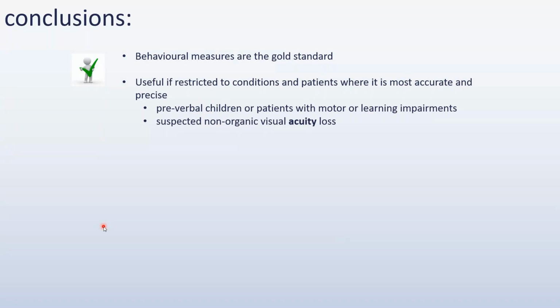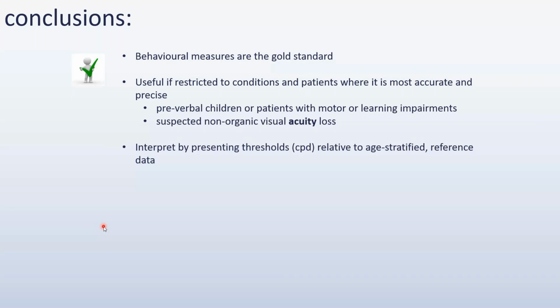That, in our clinic, tends to be preverbal children, children with learning disabilities or motor impairments that preclude them being able to reliably perform behavioural acuity testing. And the other group is children with suspected non-organic visual acuity loss. Interpretation of the VEP threshold is done by simply expressing the individual's threshold in cycles per degree and presenting that relative to age-stratified reference data.